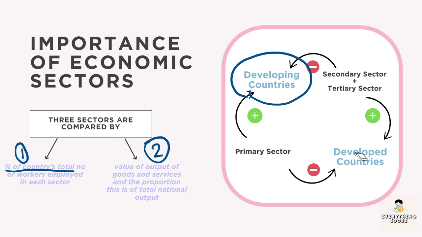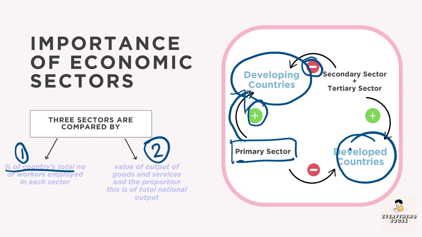So developing countries are basically countries which specialize in the primary sector. Okay, so developing countries are going to have a lot of coal mining businesses, a lot of businesses where they just extract raw materials from the earth. Okay, and that's why I've put a plus here, which means that there's a lot of primary sector and there is minus or very little of the secondary and tertiary sector. Okay, so those are developing countries.